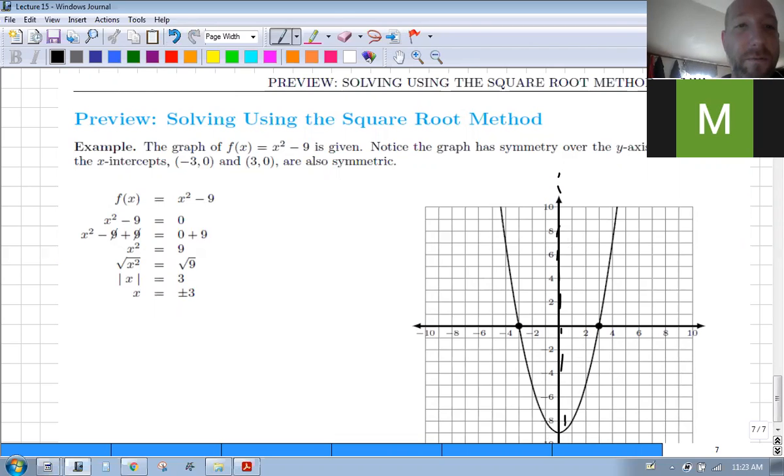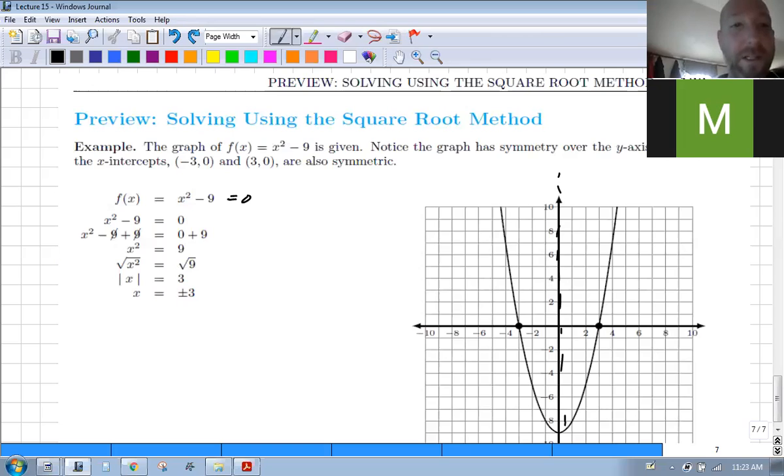If we look at this and set our function f of x equal to 0, we get this. We could add 9 to both sides. We get x squared equals 9. Square root both sides. This is what I was talking about. When you have this, you get this plus or minus.